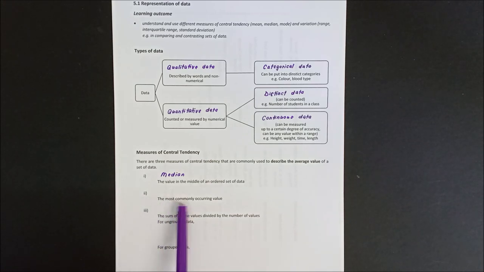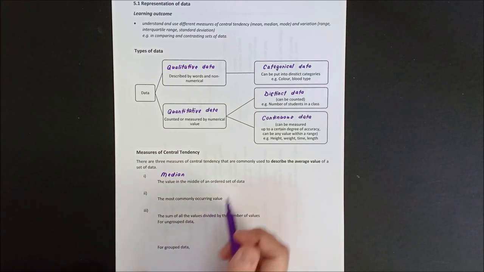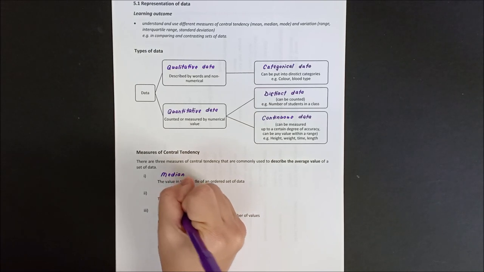The second average that we are going to learn is the most commonly occurring number, which is called the mode.